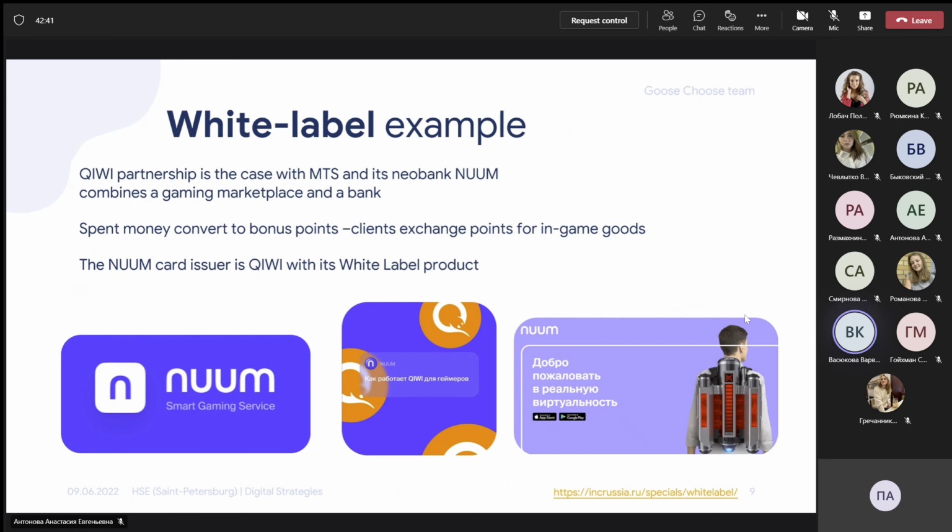And there is an example of a partnership between Kiwi and MTS, and it's the neobank Gnome. The project is aimed at gamers and combines a gaming marketplace and a bank. Everything happens online, and simply by making the usual daily spending on the card, Gnome customers accumulate bonus Gnome points and exchange them for in-game goods and currencies. Payments to game merchants are made through the Kiwi infrastructure.